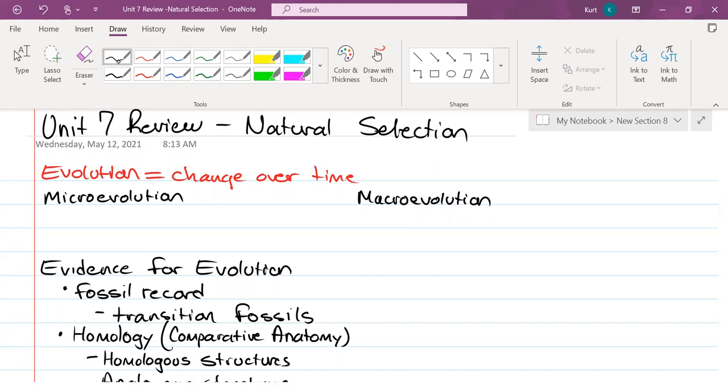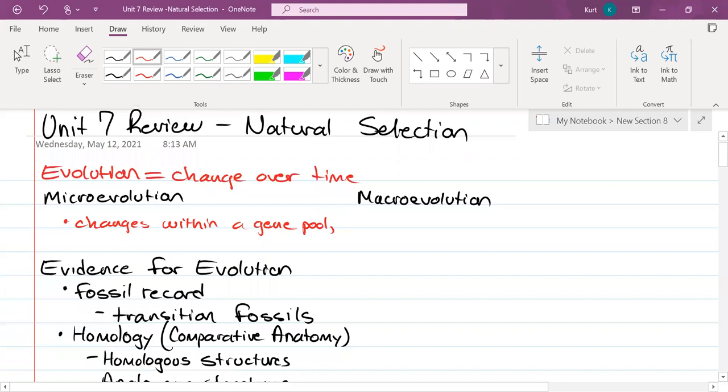So here we go. Microevolution. I'm going to go over a lot of terms first, okay? A lot of terms. I got most of these terms from the flashcards, which I recommended that you get. First, we have microevolution. These are changes within a gene pool, but they don't lead to speciation.